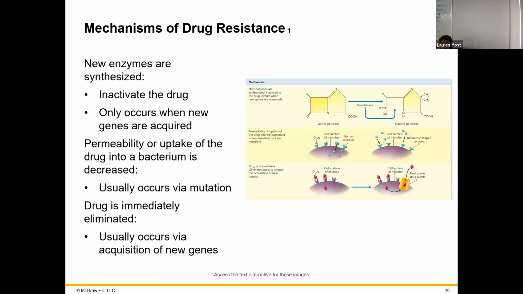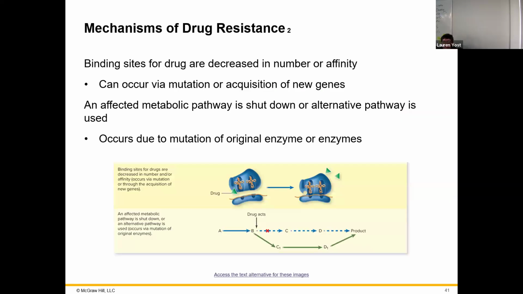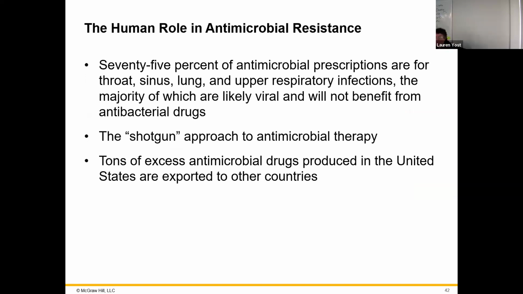So those are the 5 big ways. We have affecting the enzyme itself, by affecting the drug itself with a new enzyme. We have the permeability, how the drug gets in. We can shuttle the drug out immediately. We can affect whatever the target is of that drug, change it somehow, or we can make new metabolic pathways.